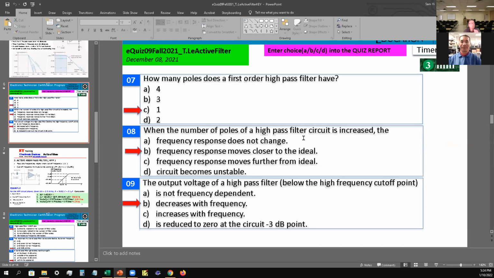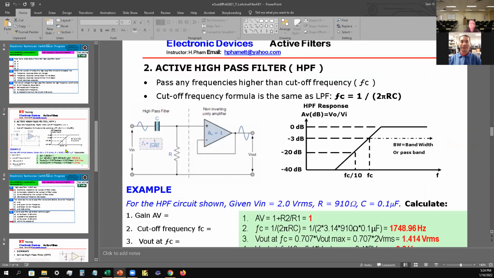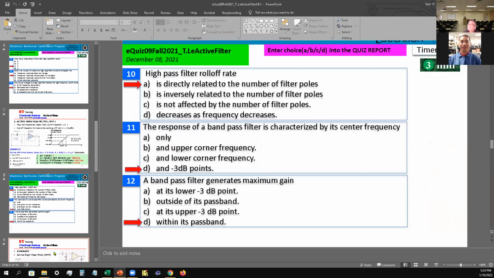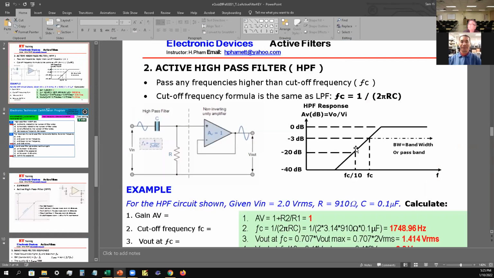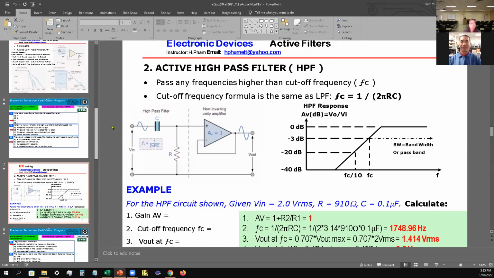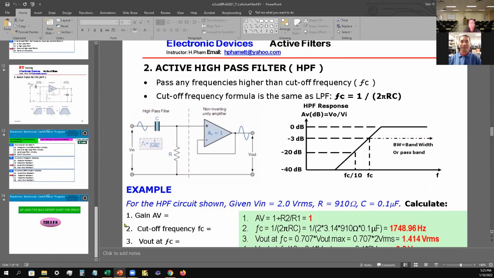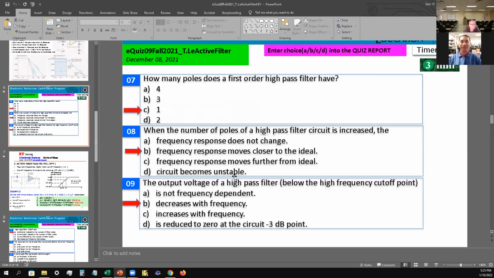Number 8, when the number of poles of a high pass filter circuit is increased, the frequency response moves closer to the ideal. So the answer for 8 would be B as in Bob. So that is similar to the circuit, 20 dB, moving closer and closer. Just like you did on the low pass filter, same thing with the high pass filter. So the answer is B as in Bob for number 8.